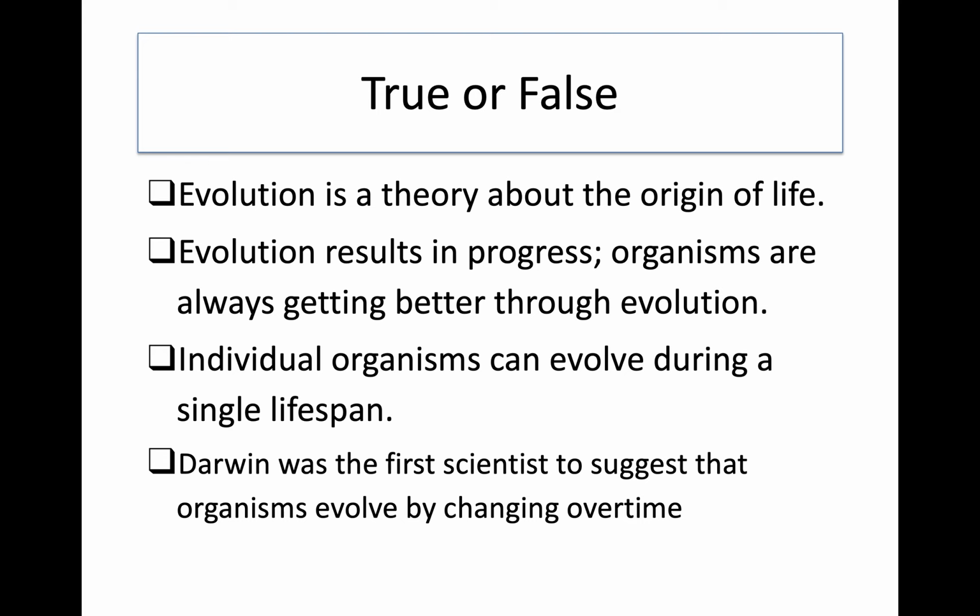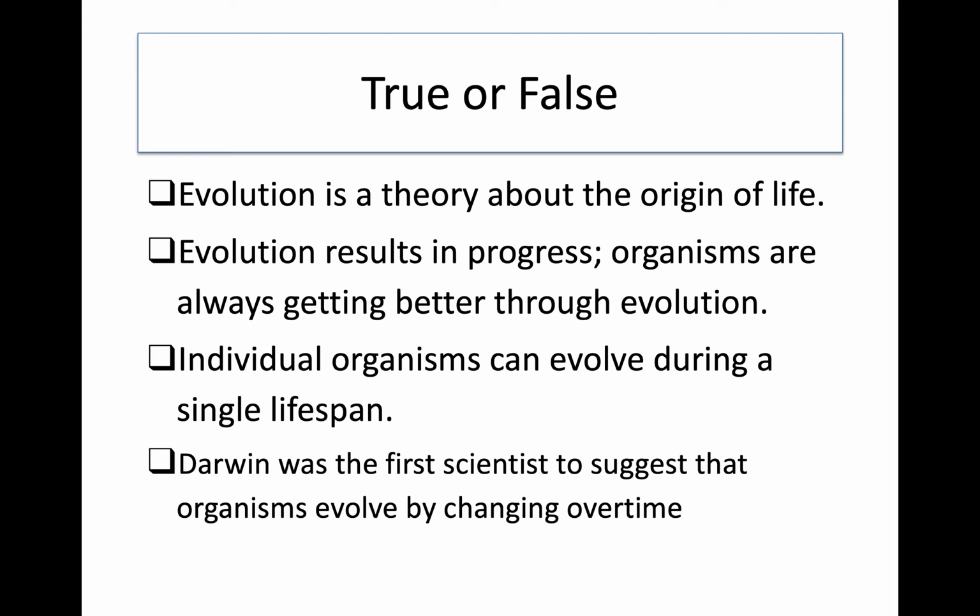Individual organisms can evolve during a single lifespan. No, we define evolution in terms of what happens to a population. Remember the percentage of different types of variations that we have within the same population. Individuals don't evolve during a single lifespan. That's just not how we define it.